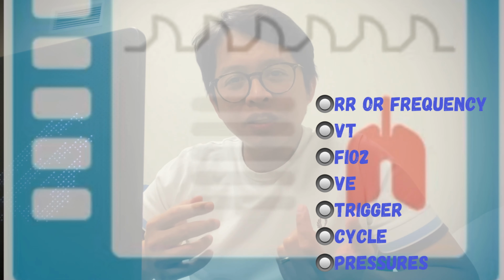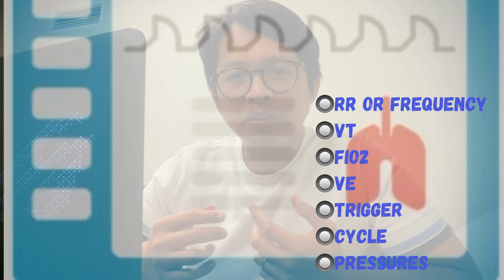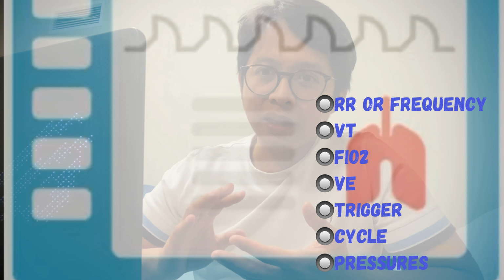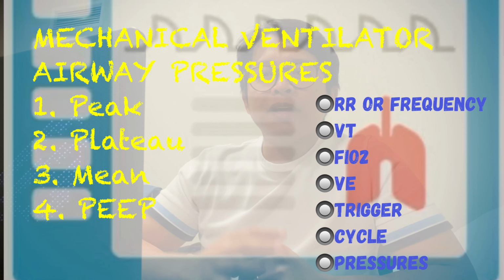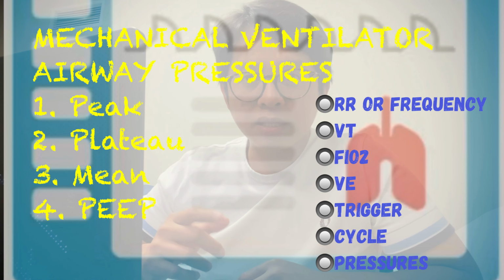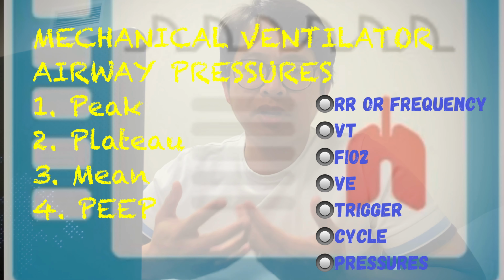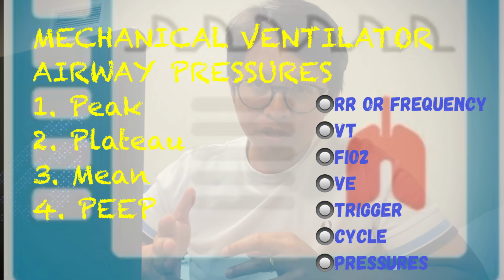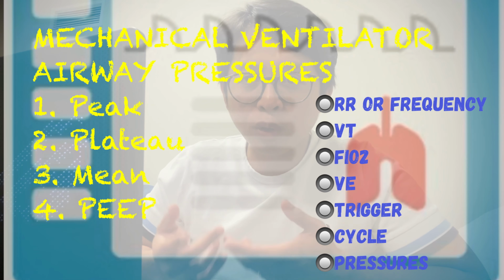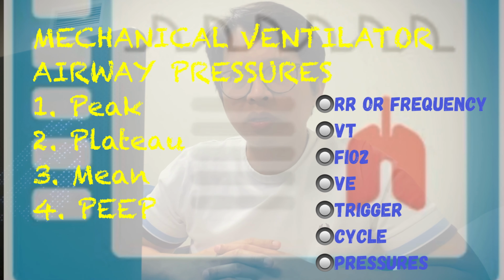The pressures we need to take care of here are the peak pressure, plateau pressure, mean pressure, and the PEEP that we typically set. Peak pressure is the sum of airway pressure plus the alveolar pressure. Plateau pressure is the pressure of air in the alveoli and small airways.